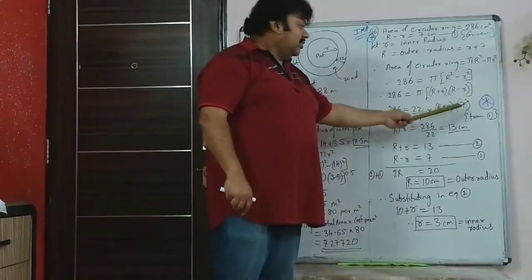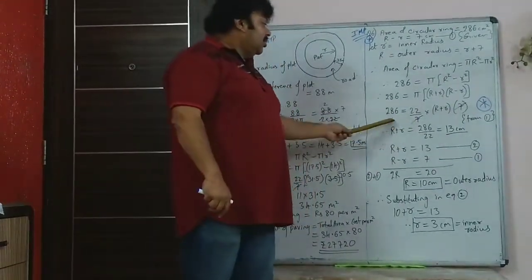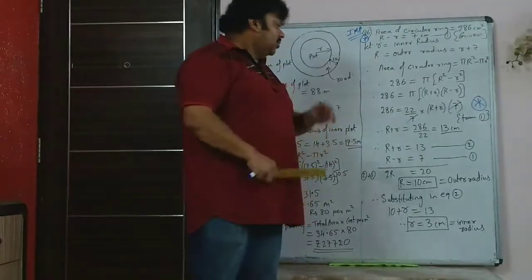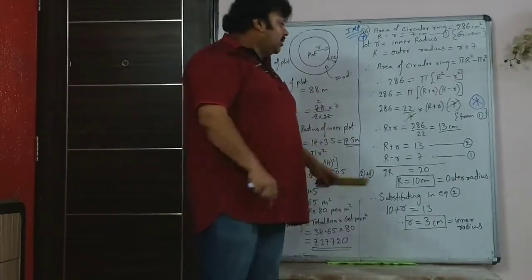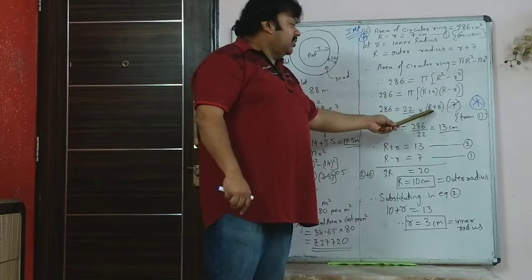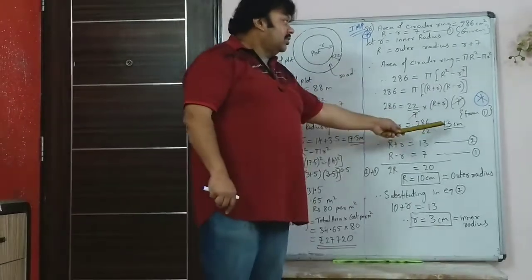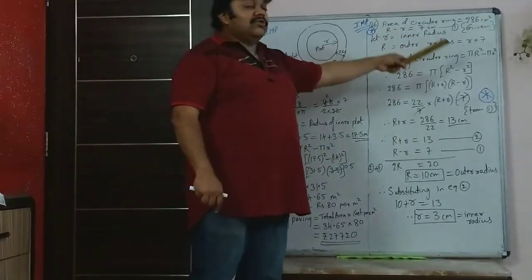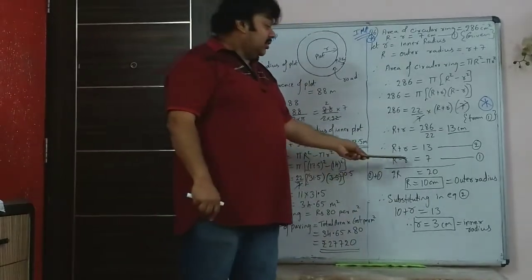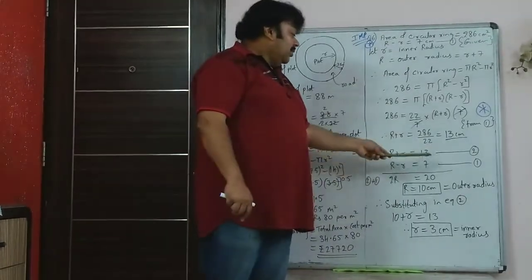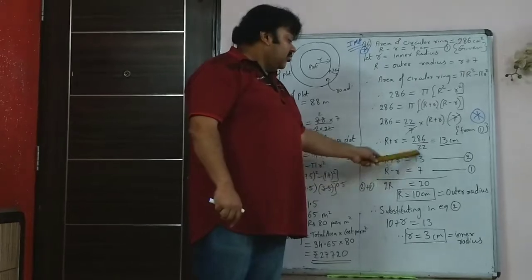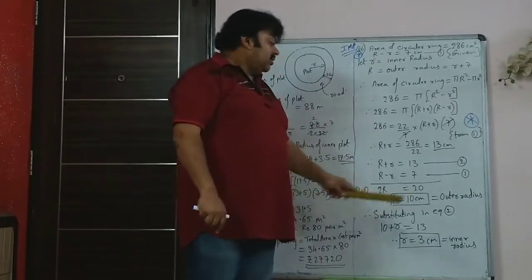So 7 and 7 will get cut. 22 into 13 is 286, so 286 by 22 gives you 13. So you get second equation, r plus capital R is 13 centimeter. First equation was already there, R minus r is 7. So when you add these two, 2R is 20, or capital R is 10.